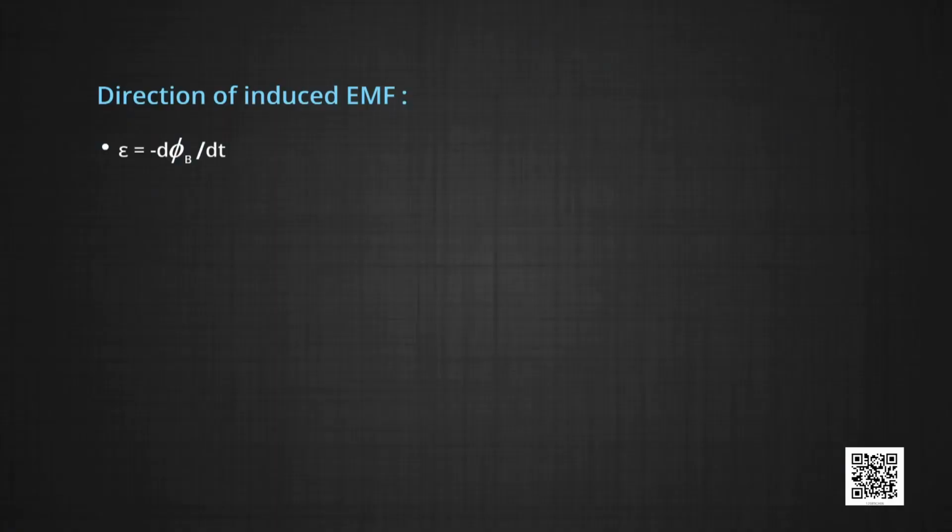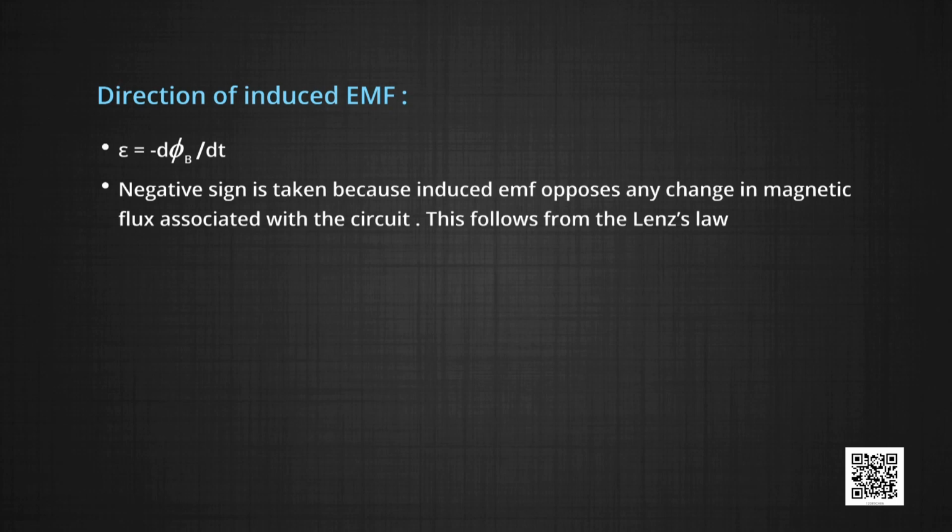Direction of the induced EMF. E is equal to minus d phi B by dt. The negative sign is taken because induced EMF opposes any change in the magnetic flux associated with the circuit. This follows from Lenz's law, which we will be discussing in module 2.